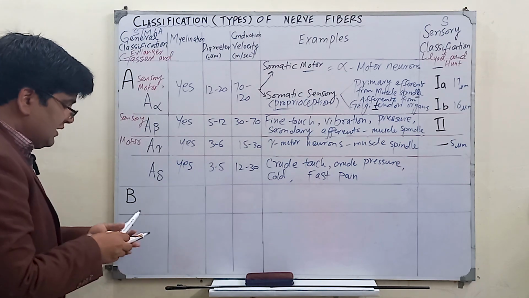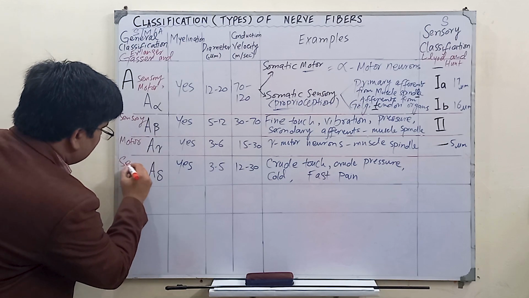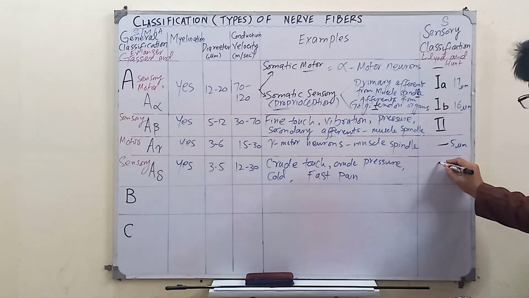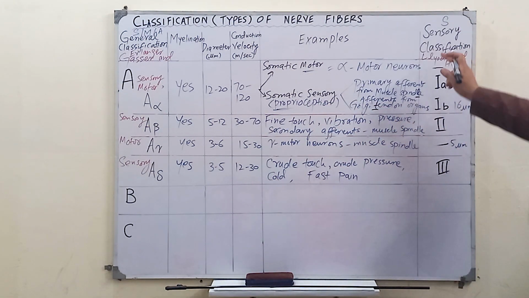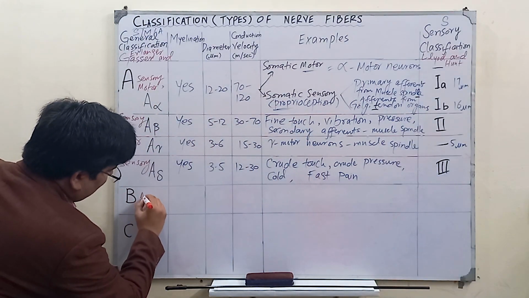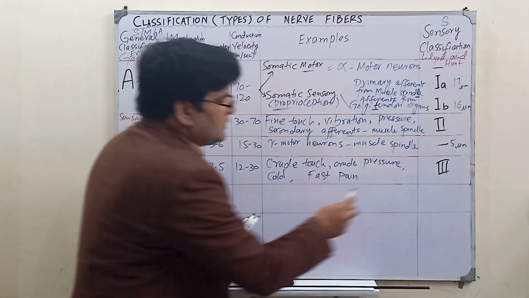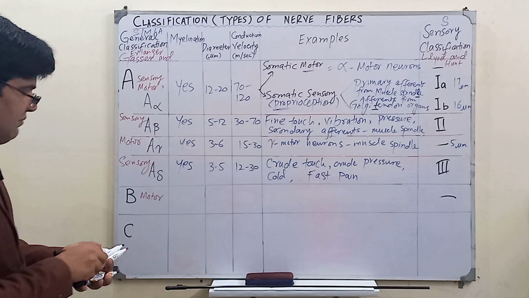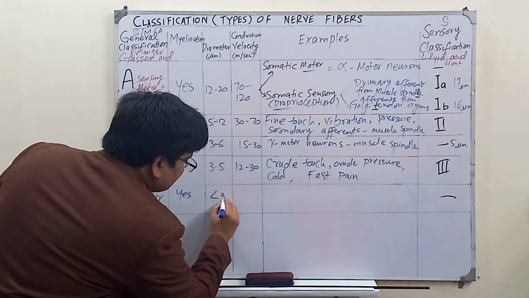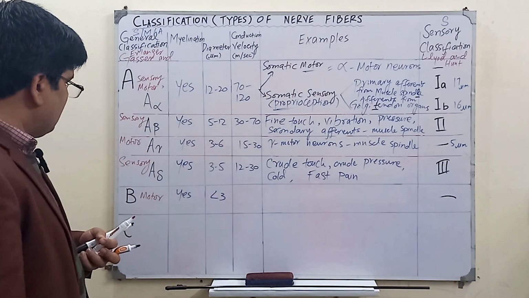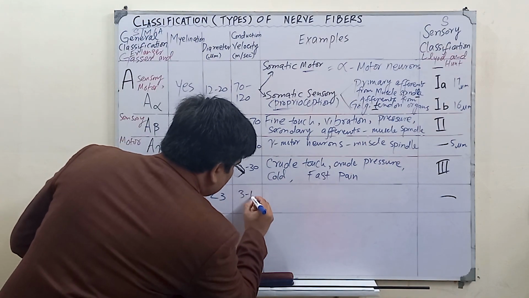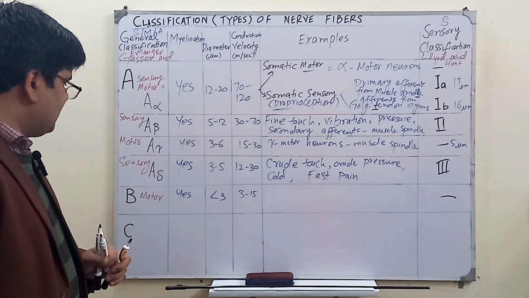Yes, there are also sensory types of nerve fibers, purely sensory nerve fibers. So we will give them a Roman numeral, and that is number 3 in sensory classification or Lloyd system of classification. What about B type of nerve fiber? These are purely motor fibers, so they won't come under sensory classification. They are myelinated types of nerve fibers. What about their diameter? The diameter is less than 3 micrometers. And the velocity of conduction is between 3 to 15 meters per second.